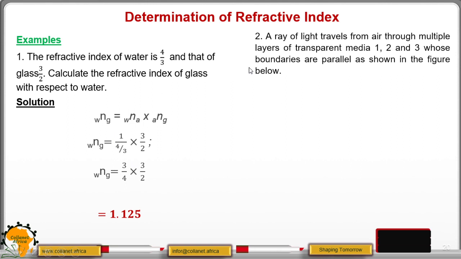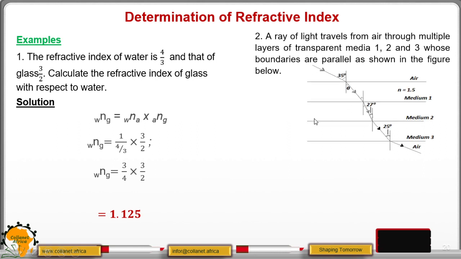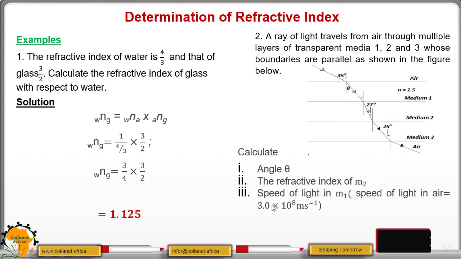Then we move to second example. A ray of light travels from air through multiple layers of transparent media, 1, 2, and 3, whose boundaries are parallel as shown in this diagram. You are given the angles and you are given the rays. So you are supposed to calculate the angle theta, this value, the refractive index of medium 2, the speed of light in medium 1, and the refractive index of medium 3 with respect to medium 1.